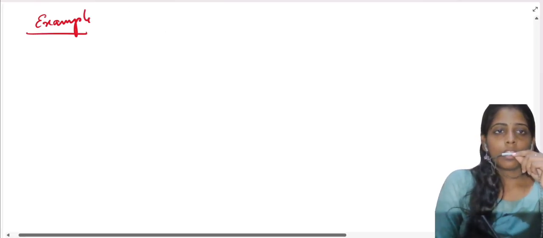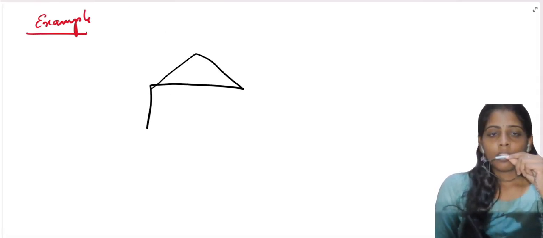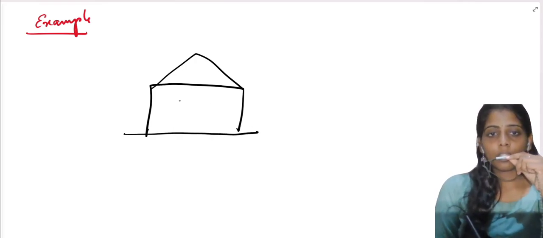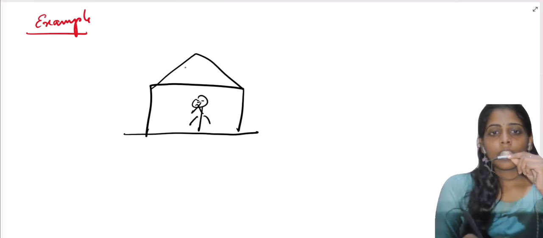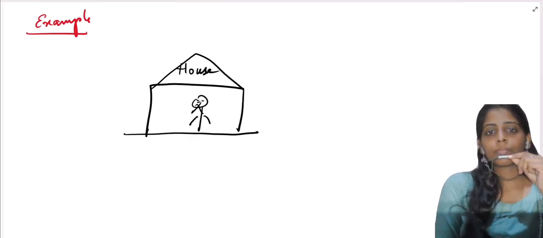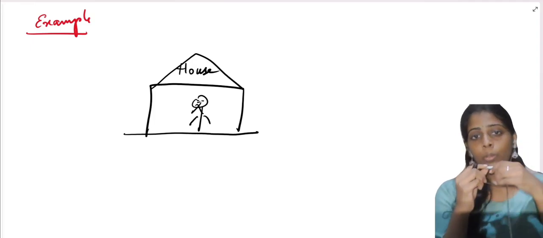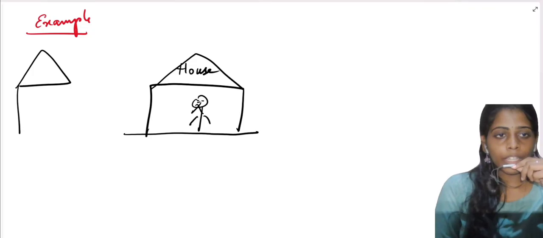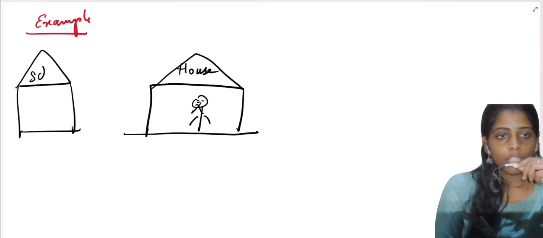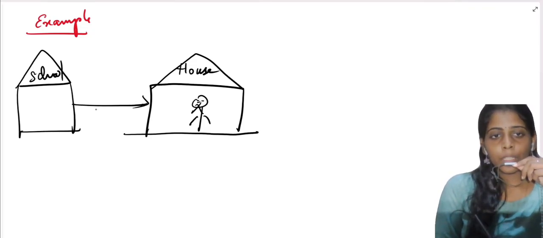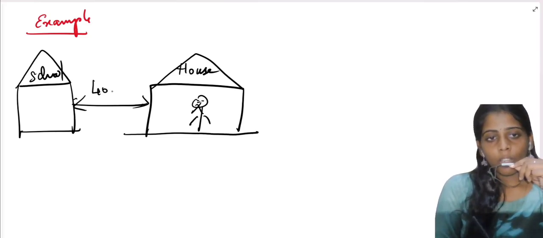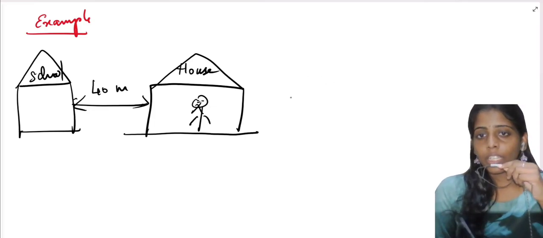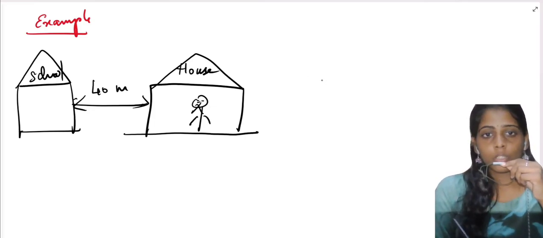Okay. Now let us consider this boy Sumit. He is in his house right now and he is getting ready to go to the school. Now his school is actually located here and the distance between his school and house is say 40 meters. The school is located in the direction left to the house of Sumit.